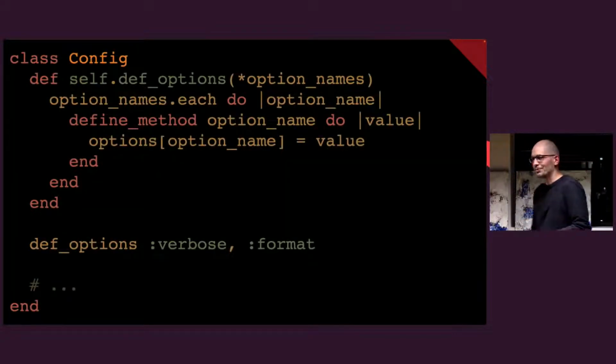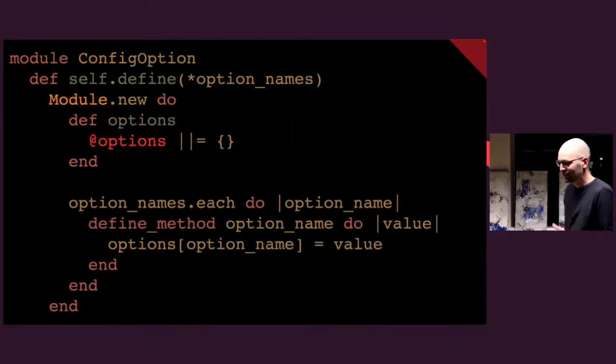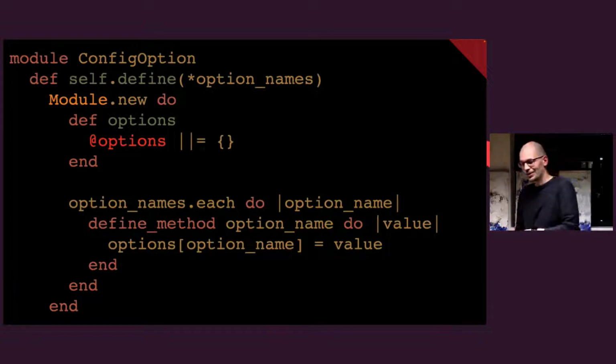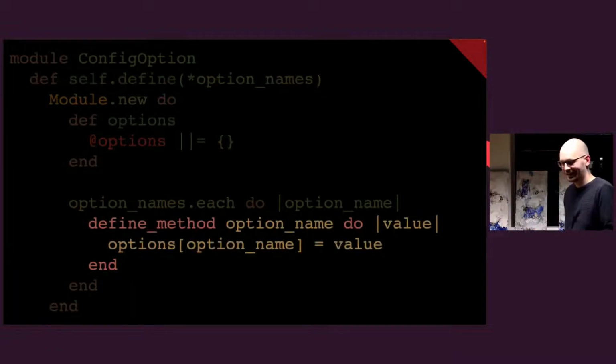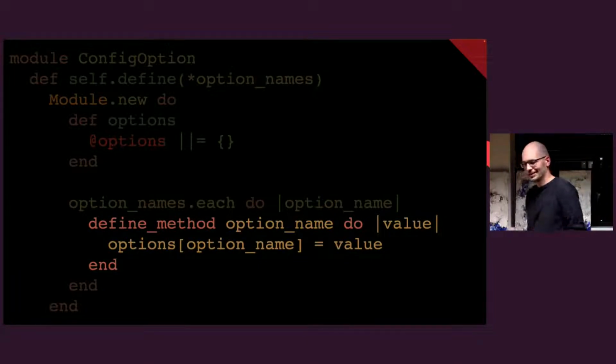This was the code we had before. This is just for your memory. And this is the code that actually powered the module builder. It looks very much the same, but there are some things different. We have a new module, and I have this class method define. Again, it gives the option names to it. I loop through it, I define the methods, all the same.